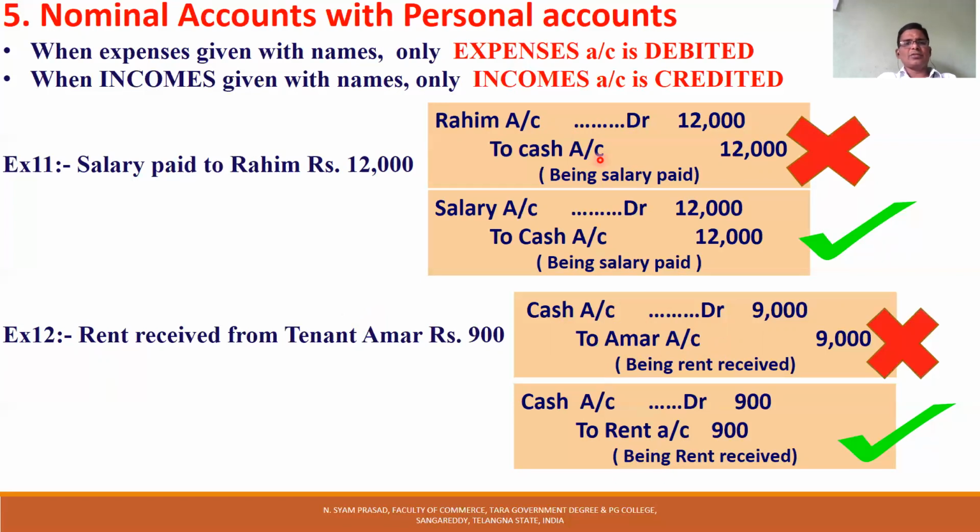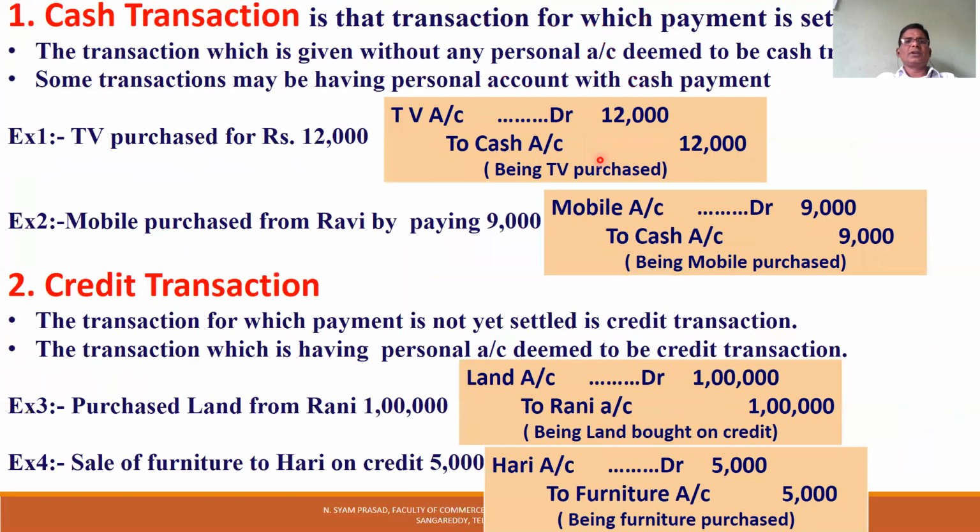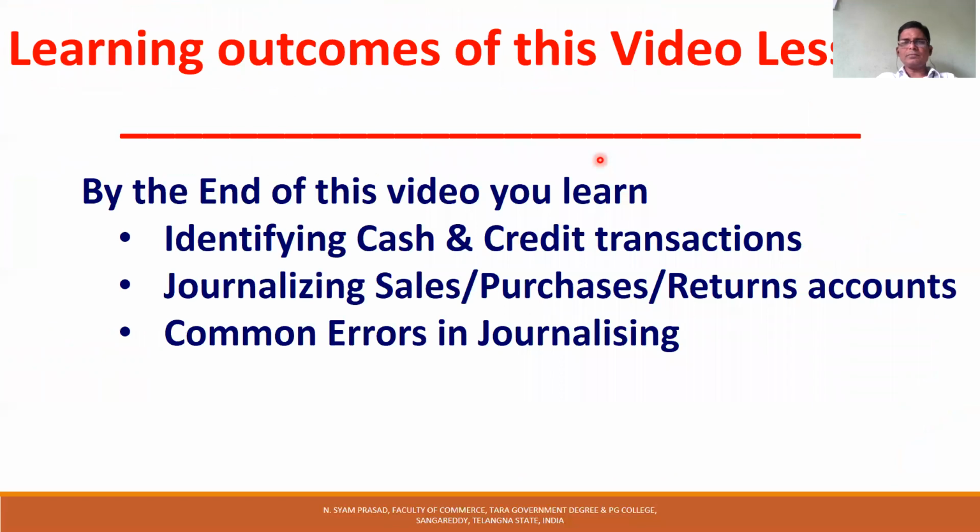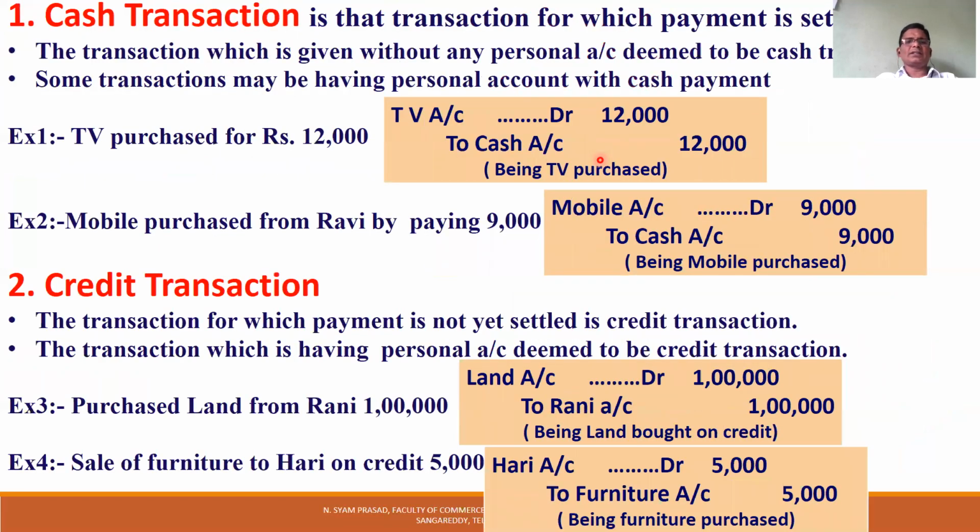So I explained 12 journal entries. We'll make a recapitulation of them one by one. How to identify a cash transaction? When there is no personal account, that is deemed to be a cash transaction. When there is a personal account with a mention of payment, that is also a cash transaction. TV purchased means TV account to cash account. Mobile purchased means mobile account to cash account.